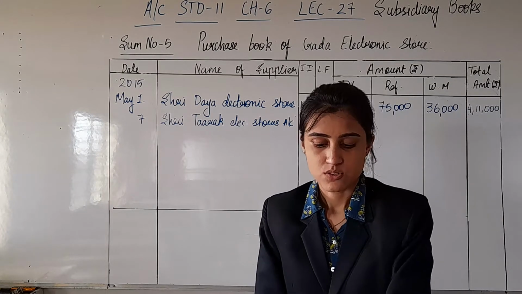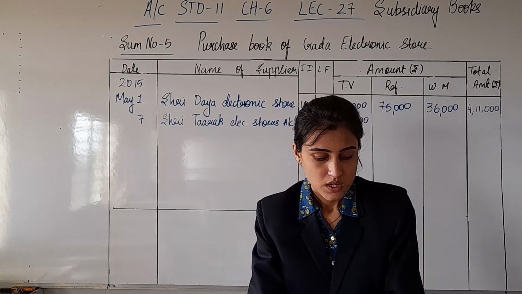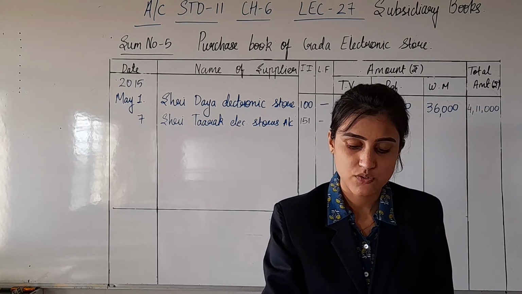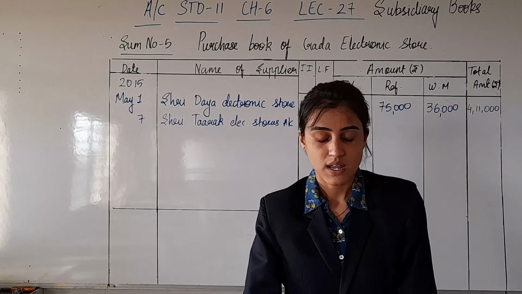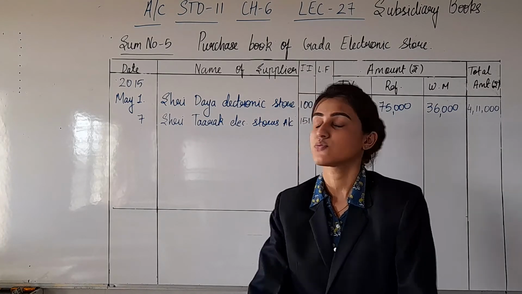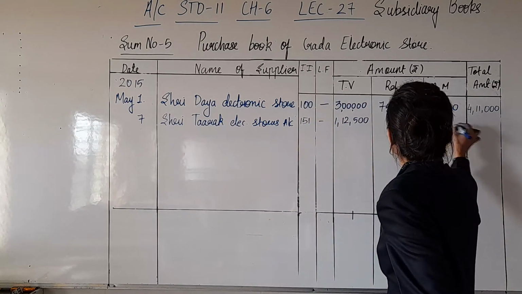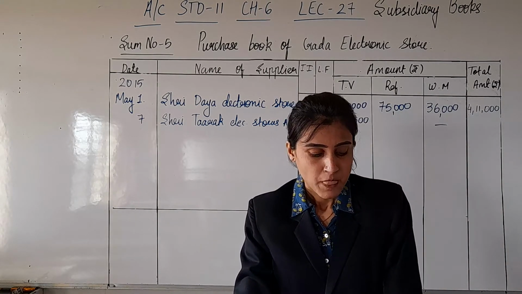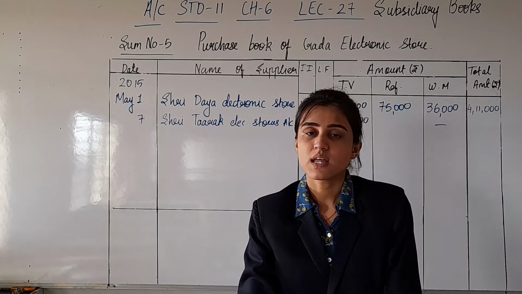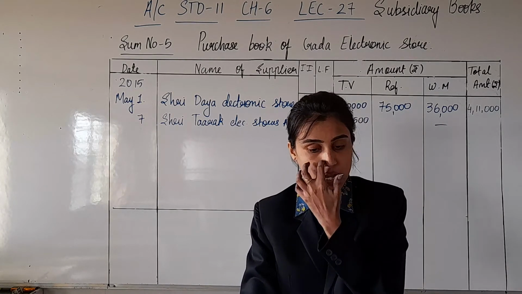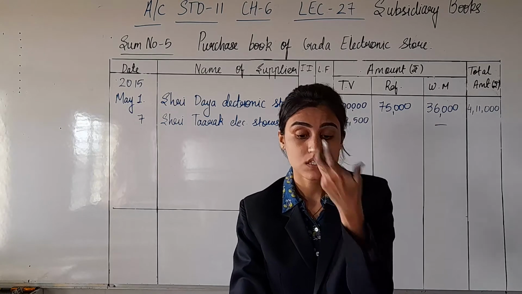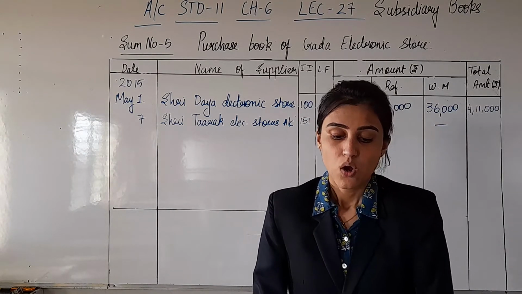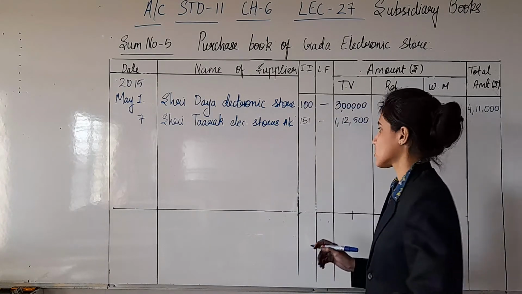So next, refrigerator is purchased. 10 refrigerators have been purchased, each of rupees 16,000. So 1,60,000 is the amount for refrigerators. Washing machine is not purchased, so to avoid confusion, we have put a dash over there. So 10 into 16,000 is 1,60,000 firstly, and 10% of 1,60,000 is 16,000. So minus 16,000 gives us 1,44,000.